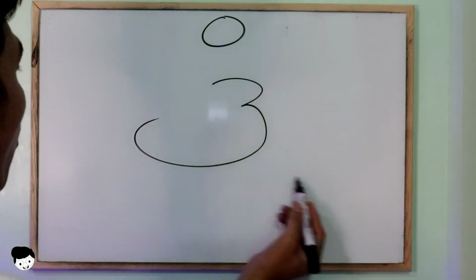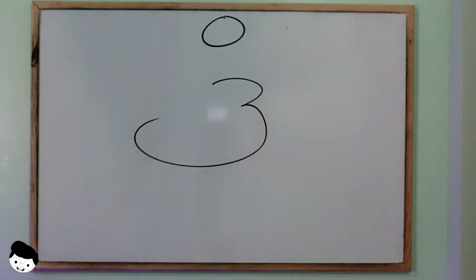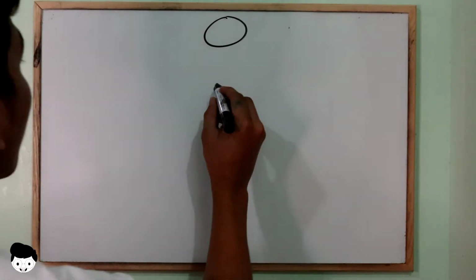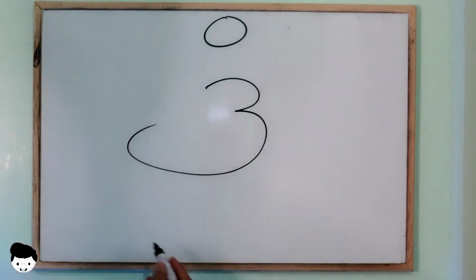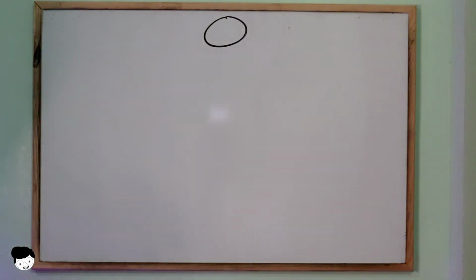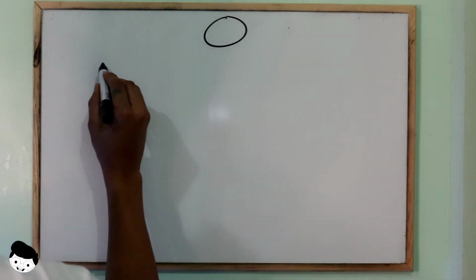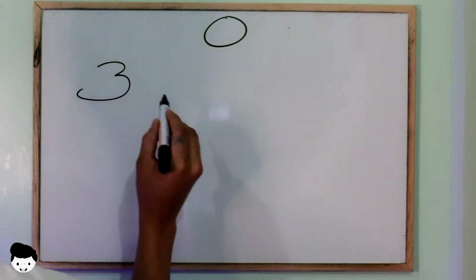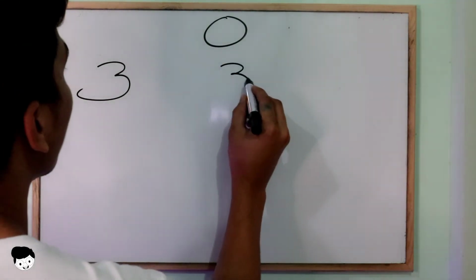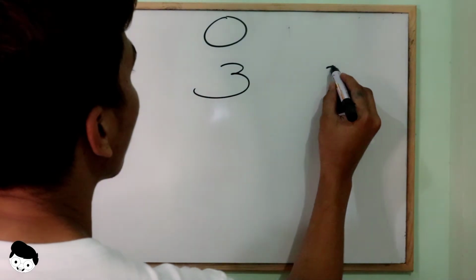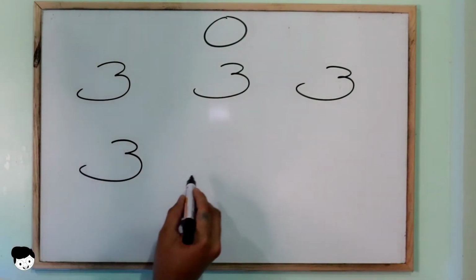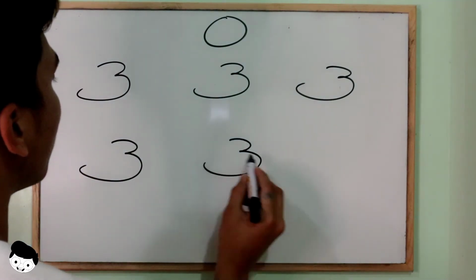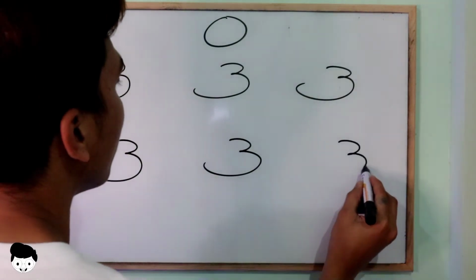Ito po ang character O ng Baybayin. Uulitin ko po. 1, 2. Hold your ballpen and let's practice. 1, 2. 1, 2. 1, 2. And then 1, 2.